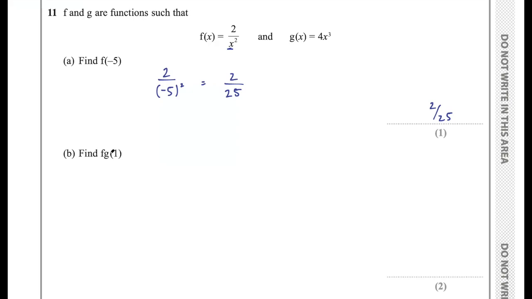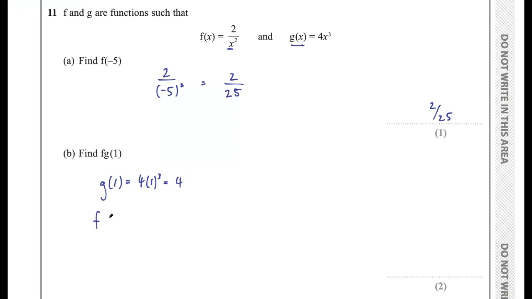Part B says find f of g of 1. This is what we call a composite function. First you need to find g of 1. That's saying what is the value of g of x when x is 1. So putting 1 in here. Let's write this down. G of 1 is 4 multiplied by 1 cubed. 1 cubed is 1, so this is 4.